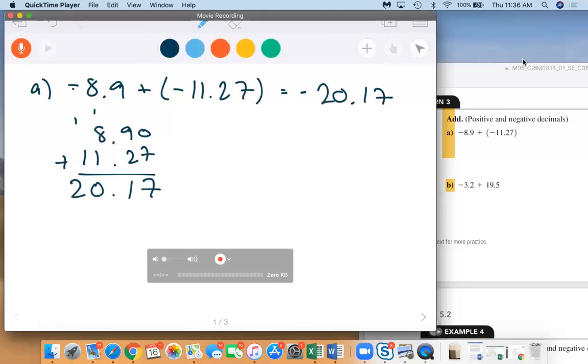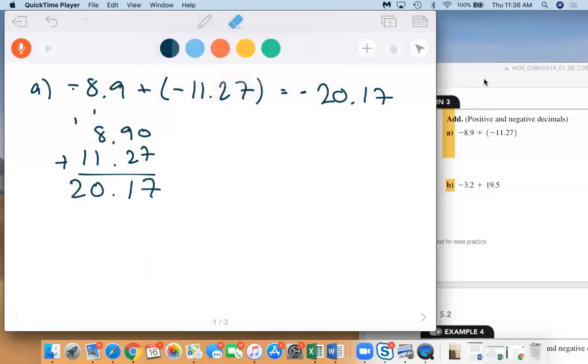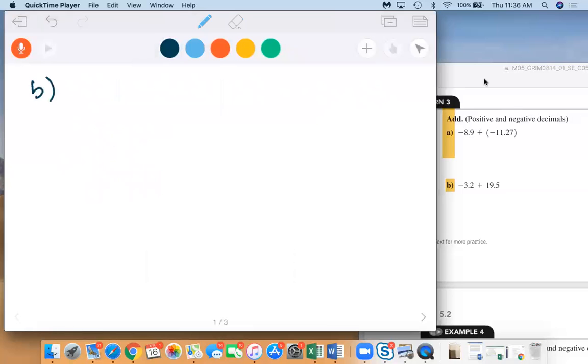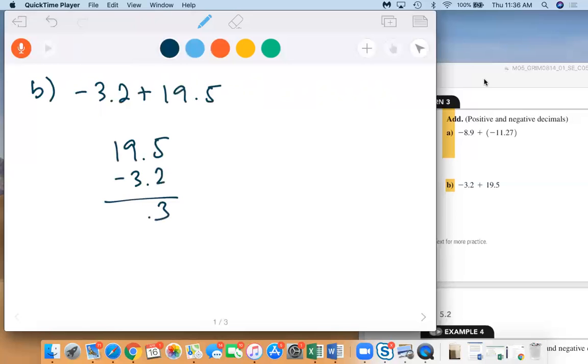Okay? And let's do this last one. We have part B is negative 3.2 plus 19.5. Now in this one, again, we take the bigger absolute value, which is 19.5, and we subtract the smaller absolute value, which is 3.2, and we say 5 minus 2 is 3. Line up your decimal point. 9 minus 3 is 6, and 1.